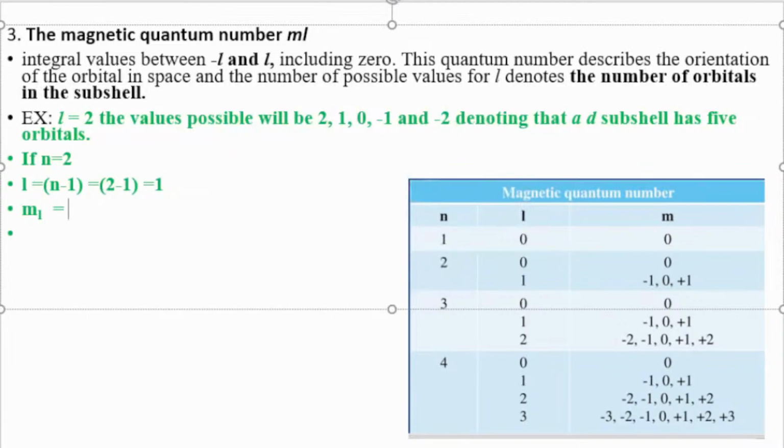ML lies between minus L and plus L. This is not the one, this is L. If you got confused, that is why I am writing it in italic in this one. Okay, that means L is 1.